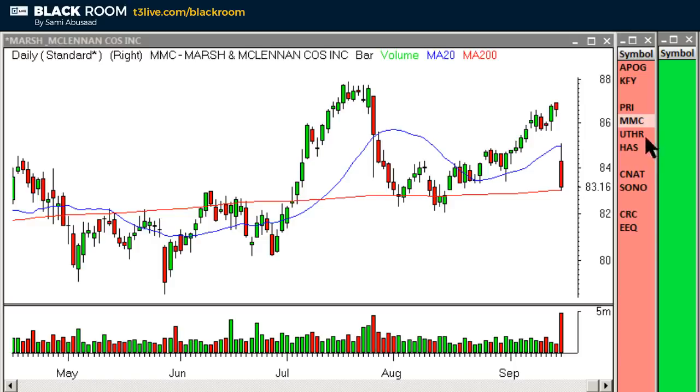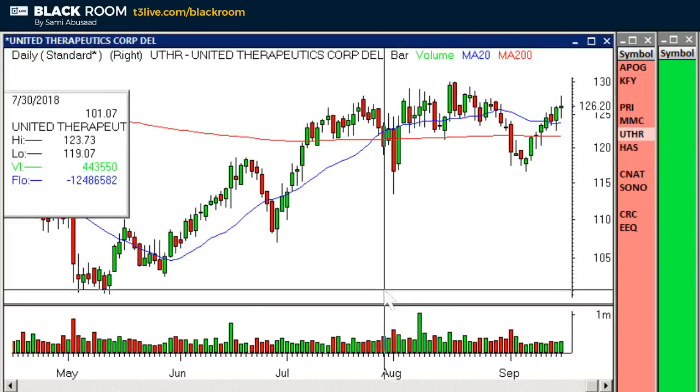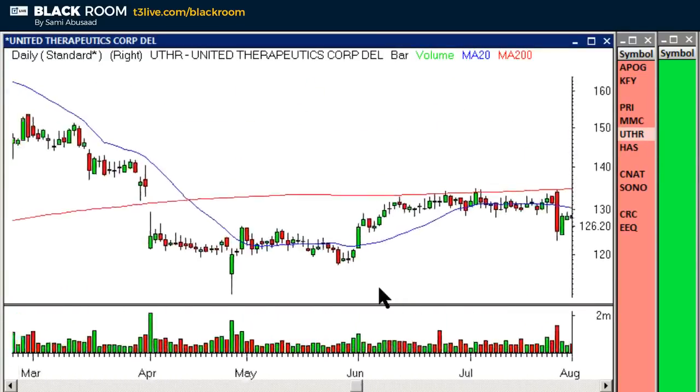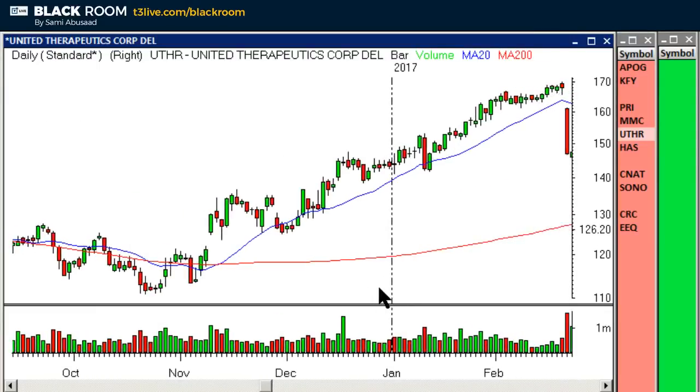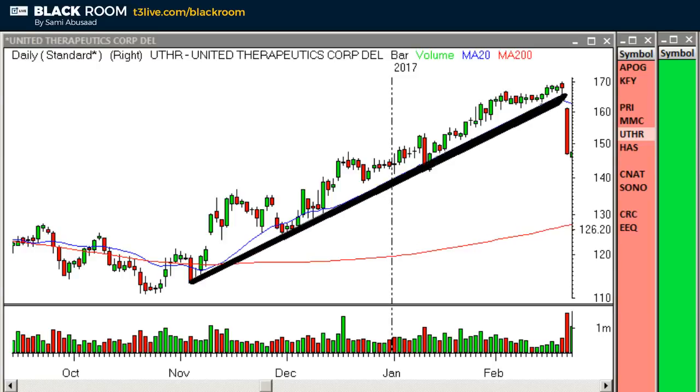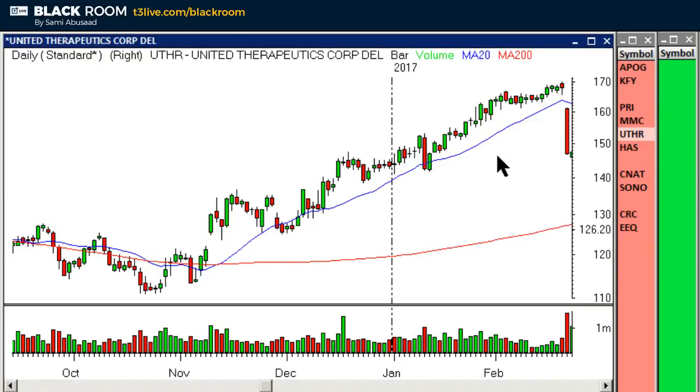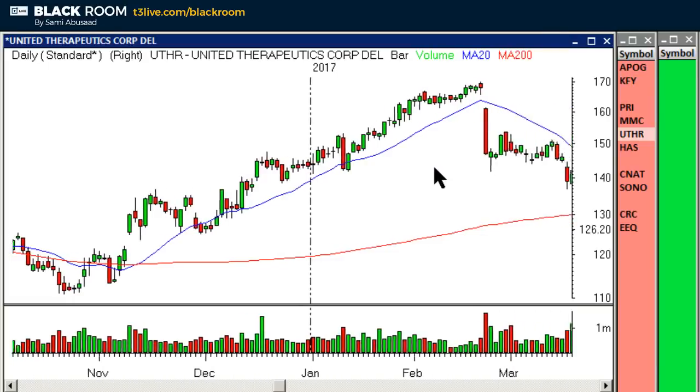A couple of better examples that I can show you, but they're pretty old, are the UTHR. See how it ended several months worth of rallying, just under the 20 MA. Perfect, right? That's perfect. Better than the UTHR, which was basically perfect.